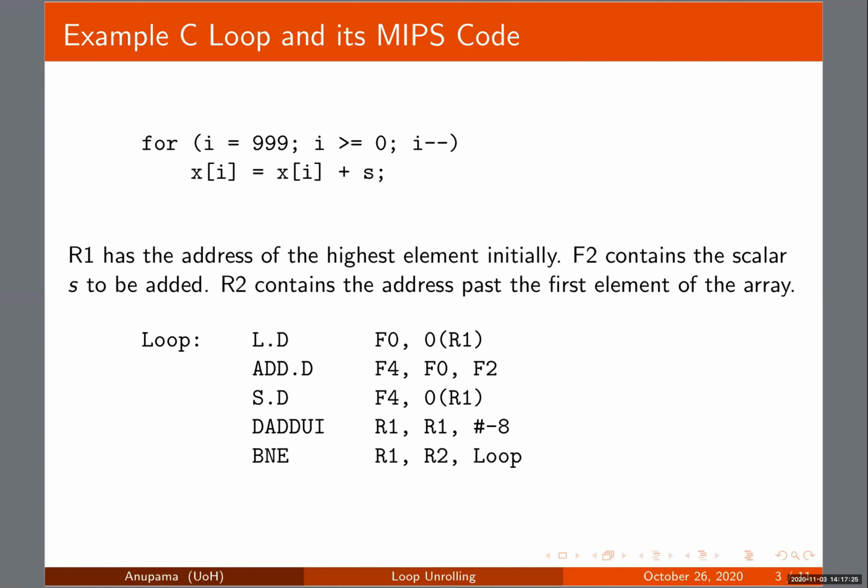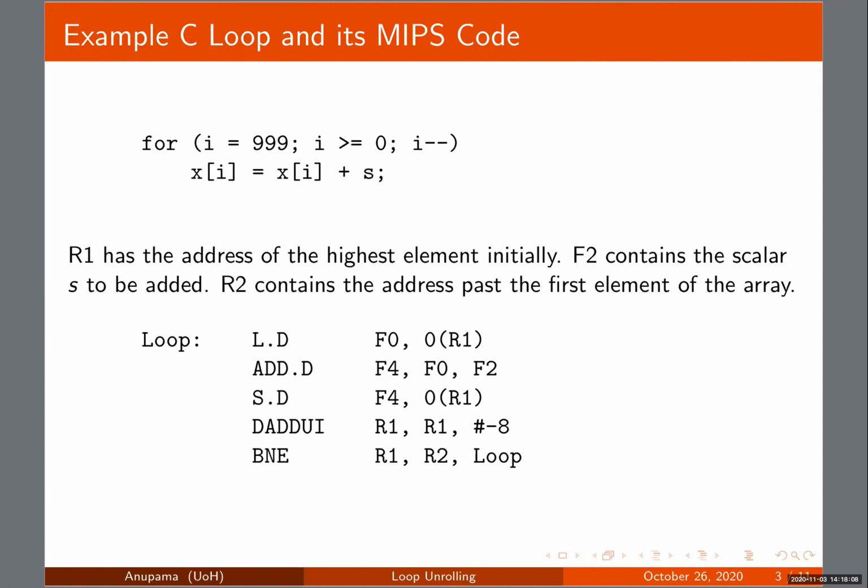So now this is the C code that is taken, essentially adding a scalar to every element of an array. Okay. And there are certain assumptions that are made. R1 has the address of the highest element initially, register R1. Register F2 is the scalar that has to be added. And R2 contains the address of the last element, you can say, or past the first element. So you stop your loop when your R1 value and R2 value are equal, right? So that's basically the thing.